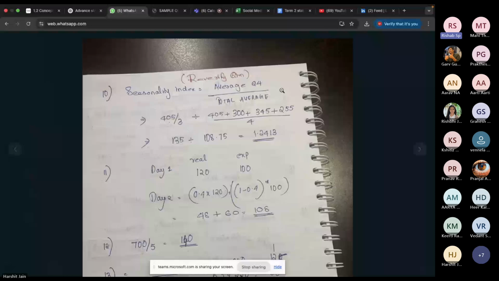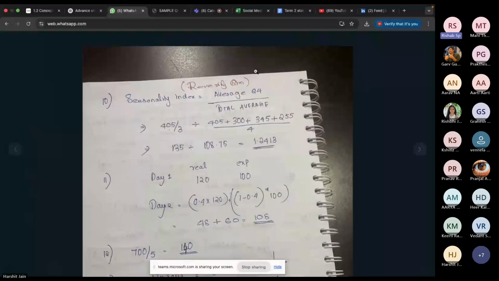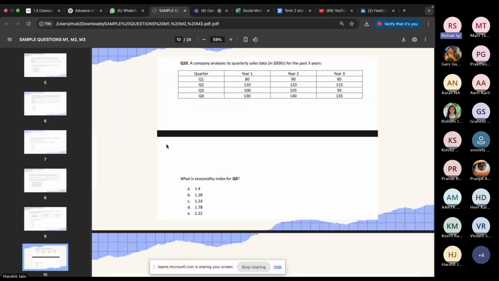Question 10. Harshit, you can show the question. The answer they've given is 1.28. What I'm getting is 1.24. Basically, for this Q4 we'll take the average of 130, 140, 135, divided by the average of all the data, so we'll include all this data divided by 12. We'll get the average of the whole data. I'm getting 1.25, but it's mentioned 1.28, so I don't know actually. So this is the 5th question which we need to recheck. Next.